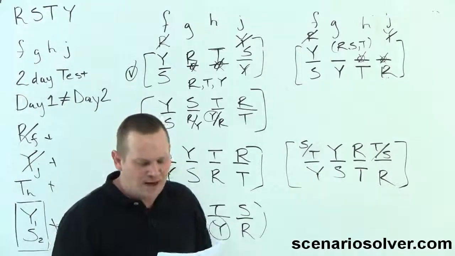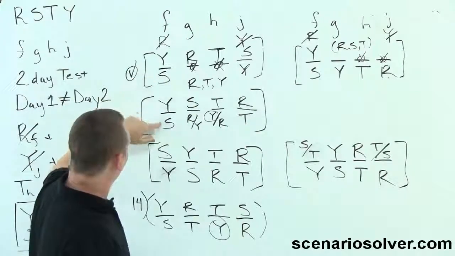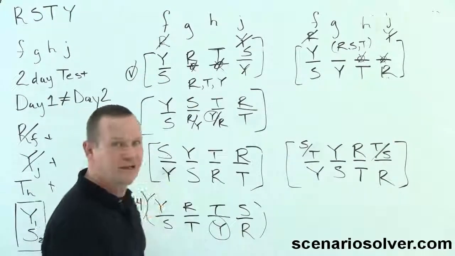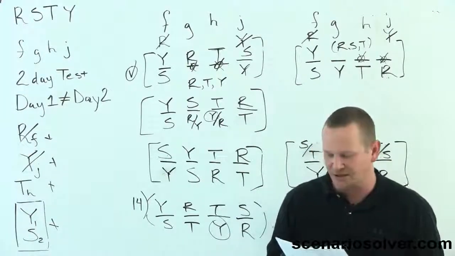And then E, Y tests F on the second day. It could happen in this third scenario, therefore it's not the answer to the question. Again, we're looking for what cannot be true, and we've proven that C is the correct answer to the question.